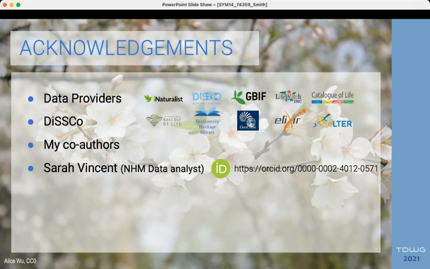And a few quick acknowledgements lastly. Obviously, all our data providers, it was quite an effort for them to provide that data. Big thanks to Disco for supporting this work and my co-authors. And lastly, but by no means least, Sarah Vincent at the Natural History Museum in London, a data analyst who's helped with some of those visualizations. So thank you very much.